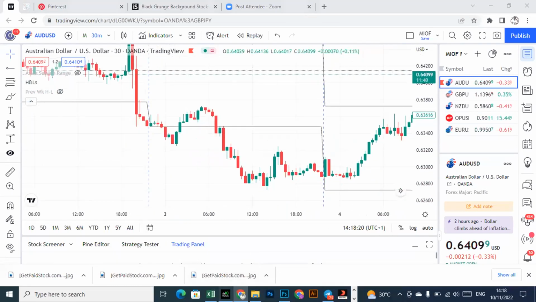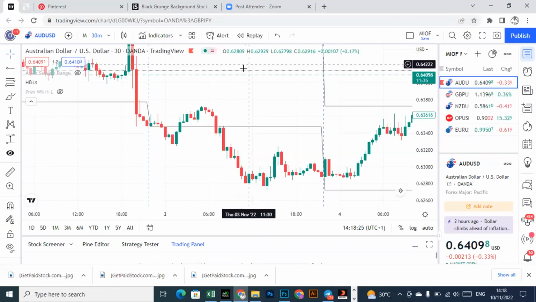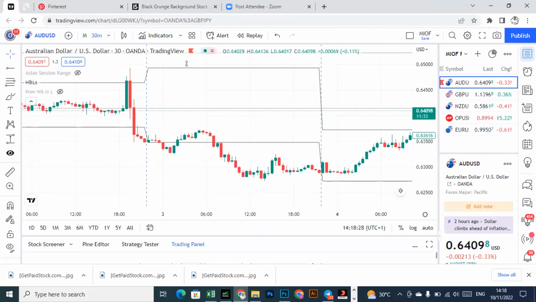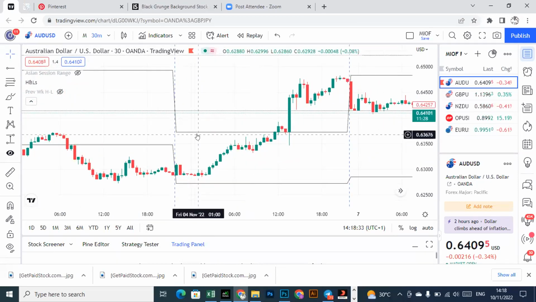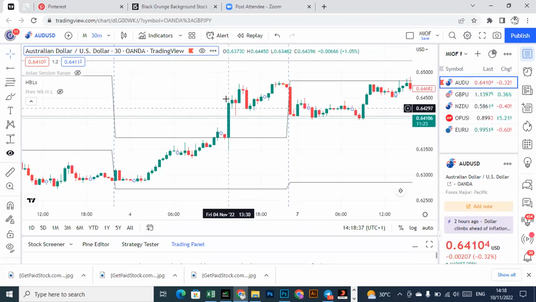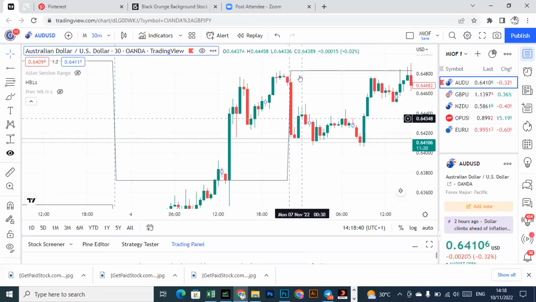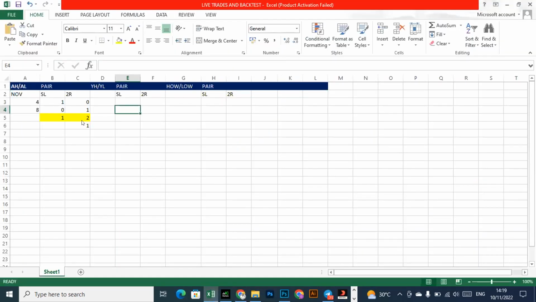So from 2nd to 4th, we want to sell. We want to sell after yesterday high has been taken. On 3rd, nothing. On 4th, this is 130. Once this happens, we'll be looking for what to sell. So we had our setup here. I think it was the same scenario as for the Asian. So this is 4th, right?